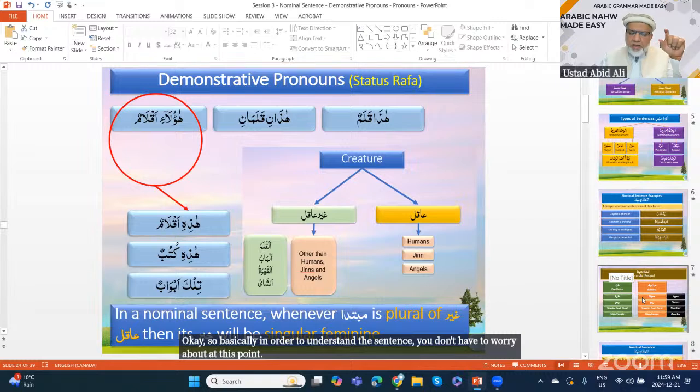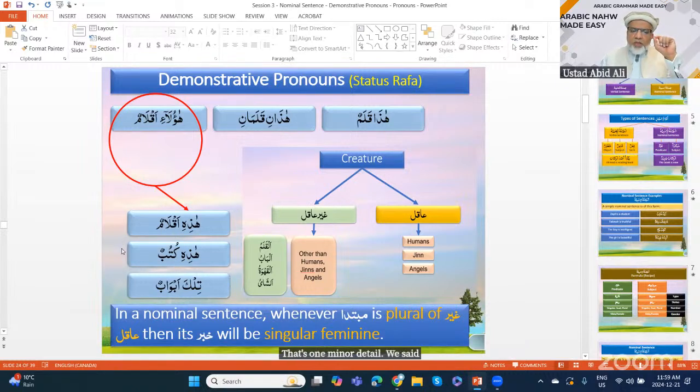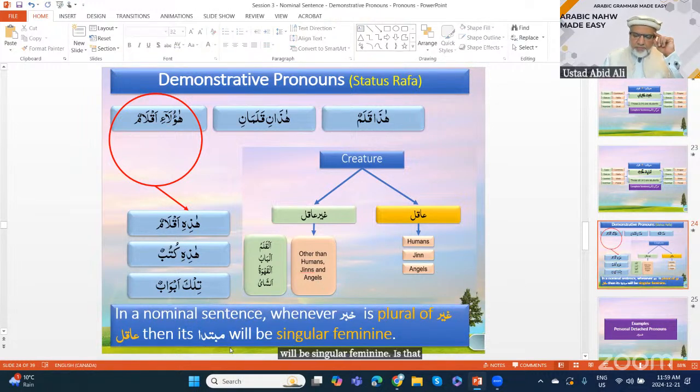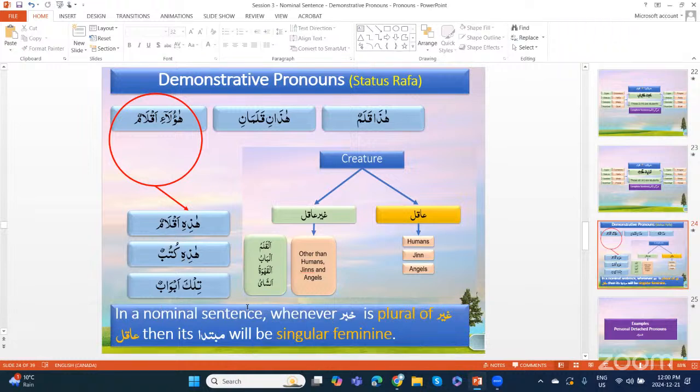That's one minor detail. We said that if we are dealing with, for example, isme ishara, right? When isme ishara is my mubtada and my khabar is a plural of ghair akil, that's where the problem happened. Then the ishara will be singular feminine. Is that making sense? Okay, so this is the typo I had.